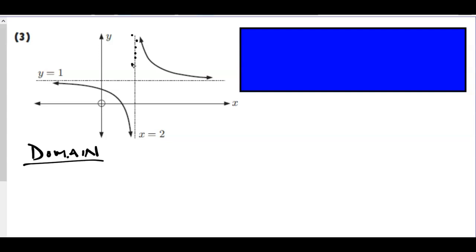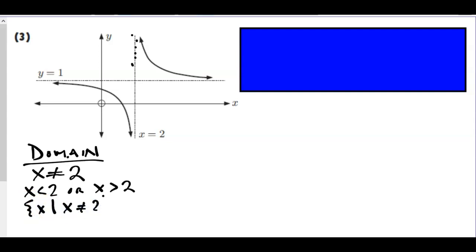All right, so a very, very simple one here is x is not equal to 2. Could you say x is less than 2 or x is greater than 2? Absolutely. Could you say x such that x is not equal to 2? That's the best. And all right, I know, what do you do for interval?